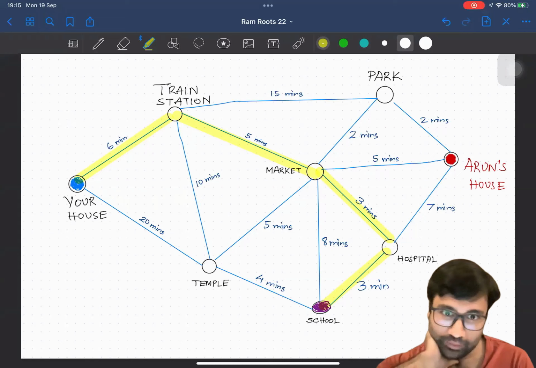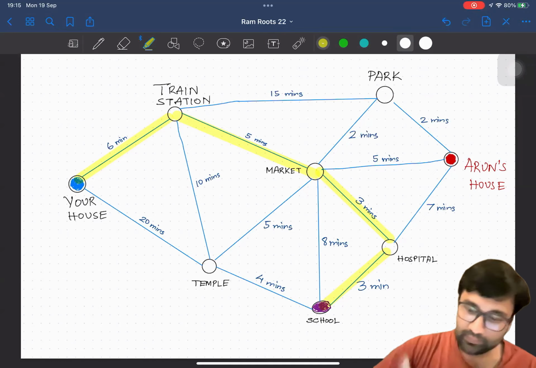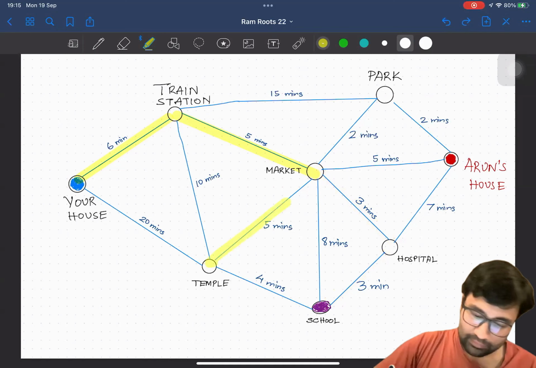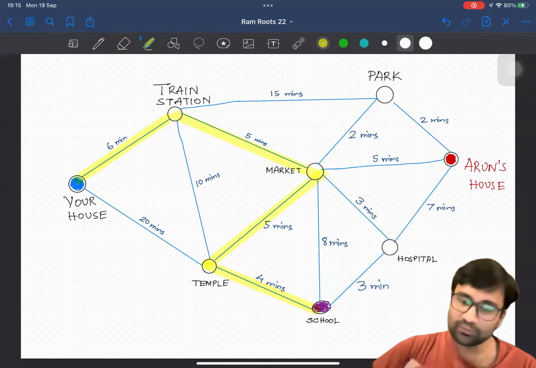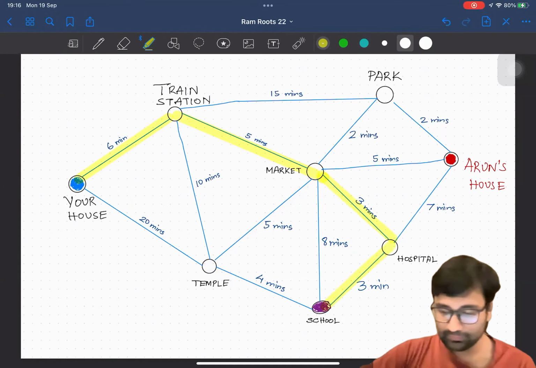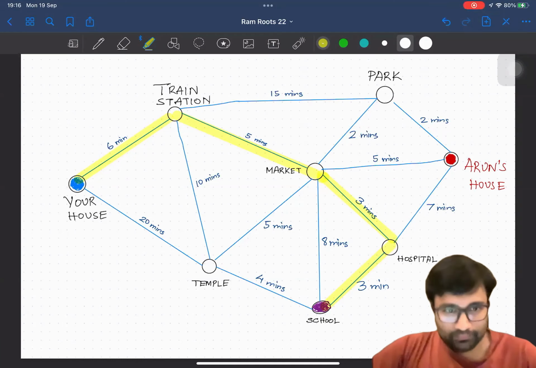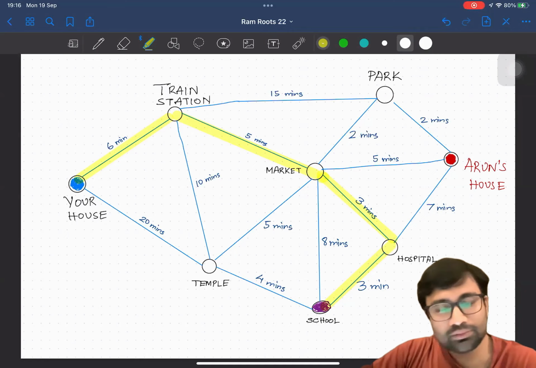Yes, sir. How? From your house we will go to the train station, then to the market, then the temple, then to school. How much time would you take if you did that? Let me draw what you said. It takes 20 minutes. But the previous route was what? 17 minutes. Yes, sir. That was faster, right? Okay, many other people have raised their hands, so please unmute and speak.